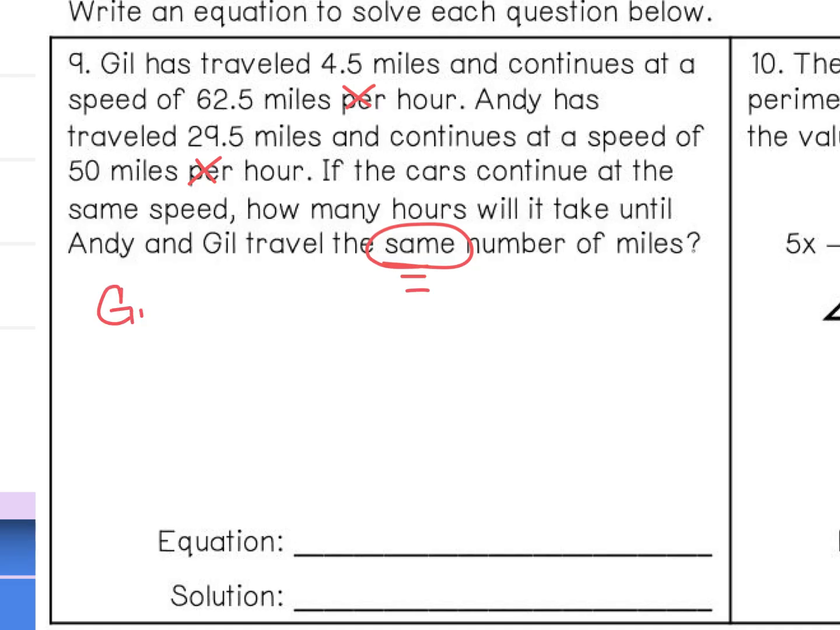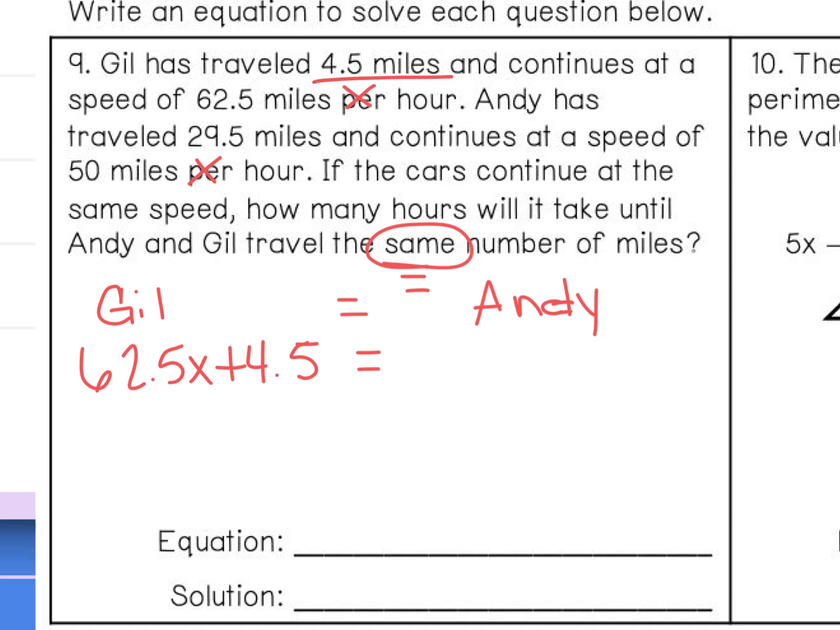All right, so what does this look like? Let's do this. What does Gil's expression look like, and what does Andy's expression look like? Gil looks like what? 62.5x. But what about this has traveled this much already? There you go. Plus 4.5 equals, what about Andy? 29.5x plus? Nope, no x. Why no x on that one? Because it doesn't say per hour. Yeah, that's where they started. And then? Plus 50x. Plus the 50x. Very nice.